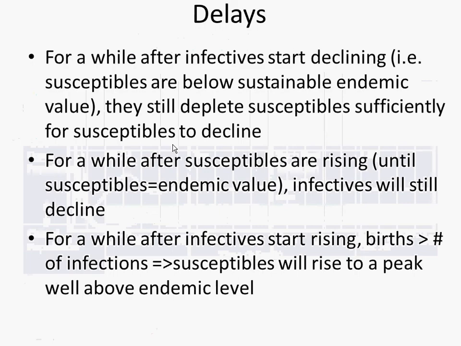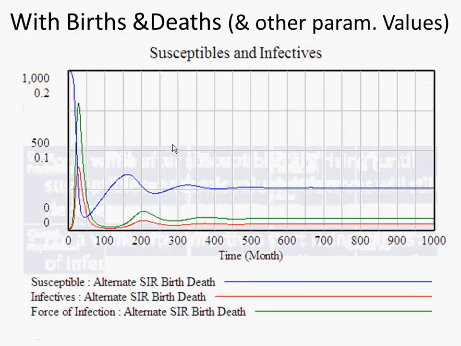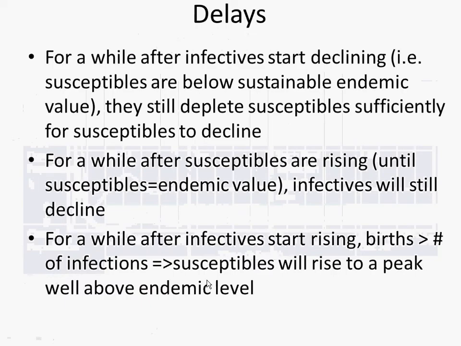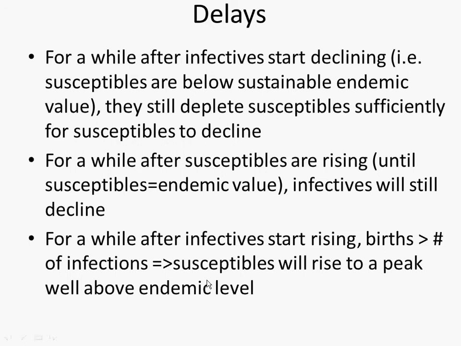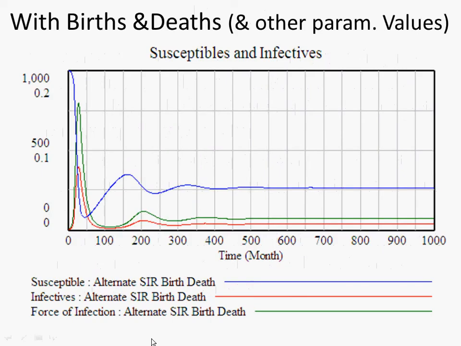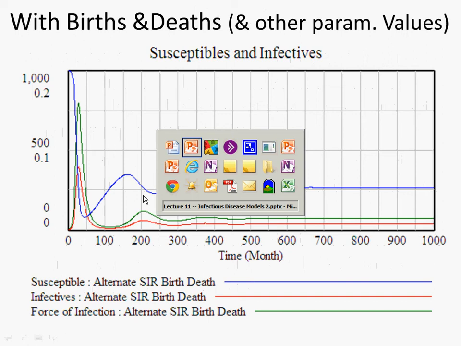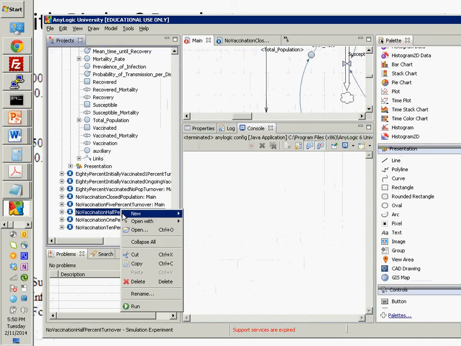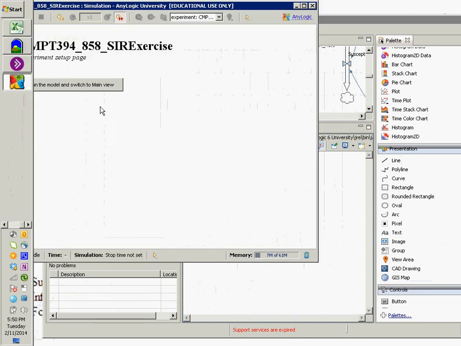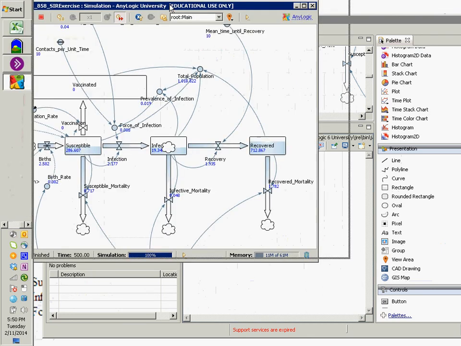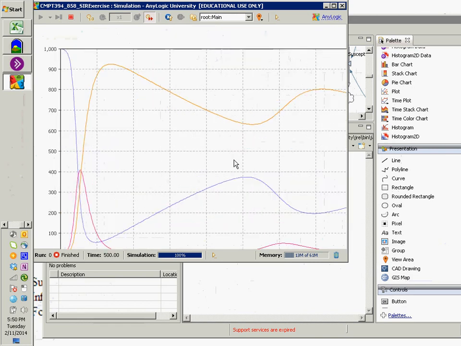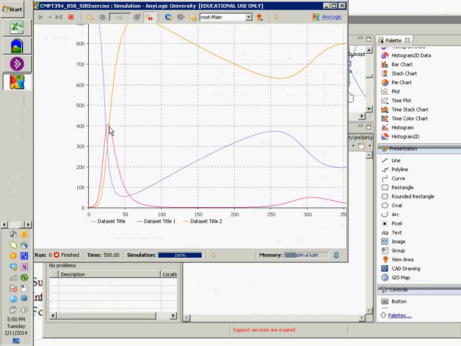For a while after infectives start declining, for a while after they've been going down here, they're still, and this is occurring while susceptibles are below the endemic level, they still deplete susceptibles enough to really deplete them down to a low level. You'll notice that, and maybe I'll show it on the screen here in this pronounced way because it's probably clearer when I depict it on the big screen here. You'll notice this is the point where the infection can't sustain itself.